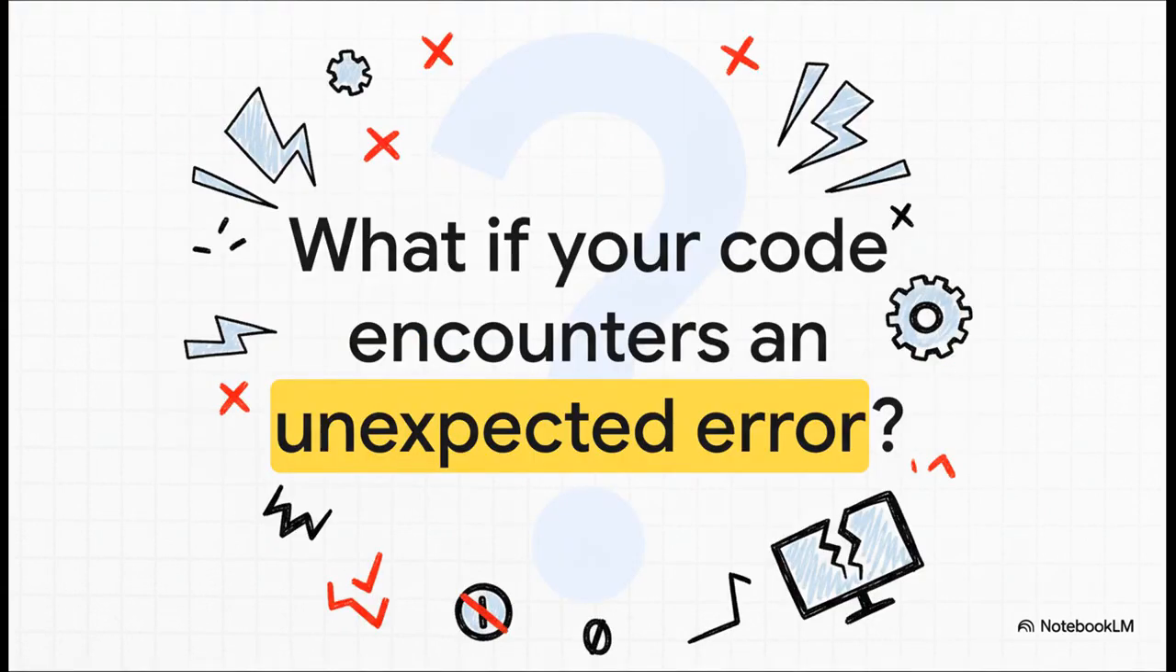Okay, so you've done it. You used inheritance and abstraction, and you've built this elegant, efficient, beautifully organized program. It's a work of art. But then, someone runs it, and they try to divide by 0, or they look for a file that doesn't exist. And bam, your whole program crashes. All that beautiful design means nothing if your code is too fragile to handle the real world.